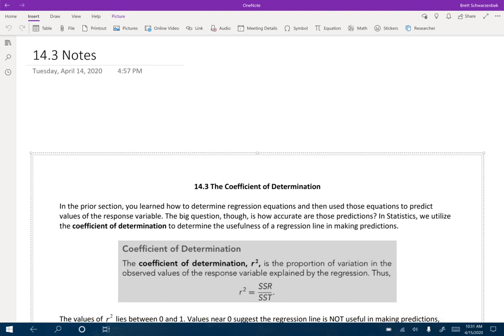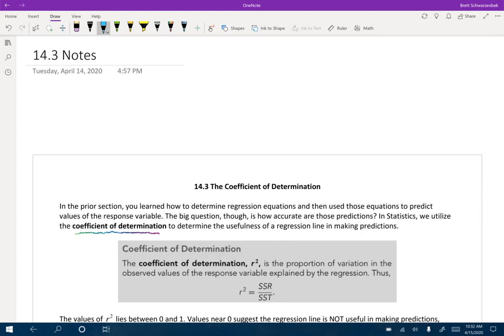Just like when we did any other of the statistical procedures, we had numbers dedicated to determining how accurate the actual predictions were. So we had confidence levels and things like that. But we need that for regression. We need to know how accurate that regression equation is when it comes to predicting outcomes. So in this section, you learn about a very specific one called the coefficient of determination. This statistical value will determine the accuracy of a regression line in making predictions.